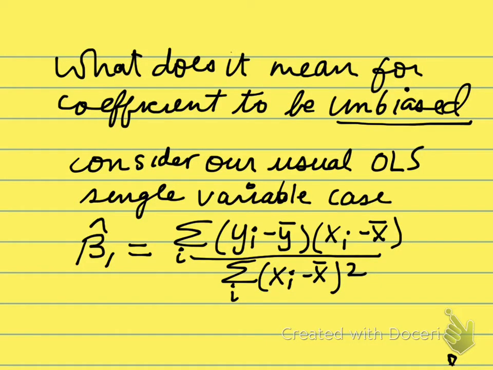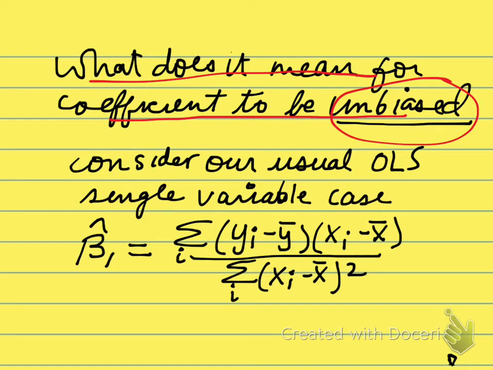I've had a couple of people ask me, what does it mean exactly for a coefficient to be unbiased? So I wanted to remind you that back in chapter 4, we did have an econometric definition of what it means to be unbiased that we illustrated in the single variable case where we looked at the ordinary least squares estimator. And this is a nice way to review a key idea in econometrics.